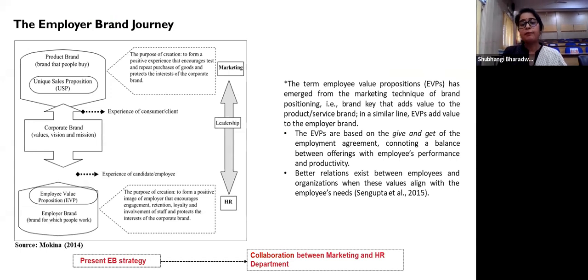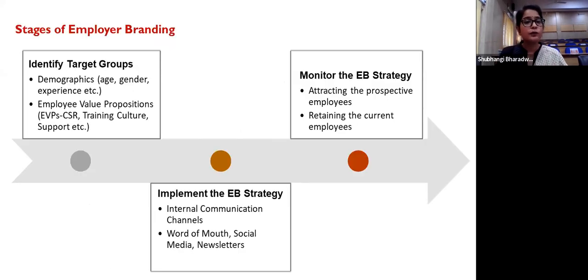These propositions are based on the give and get of the employment agreement, connoting a balance between what is being offered by the organizations with employees' performance and their productivity. So better relations exist between employees and organizations when these values align with that of employees' needs. But the contemporary employer branding strategy focuses on the collaborative efforts between the marketing as well as the HR department, where both these departments have to work together in order to identify the target groups based on their demography, based on their age, gender, experience, educational qualifications.